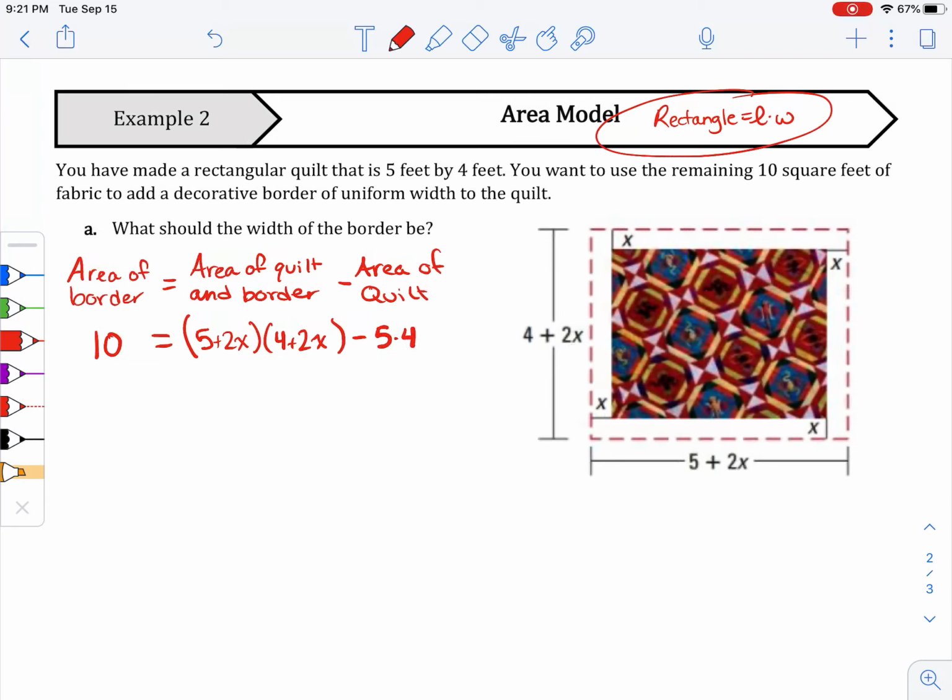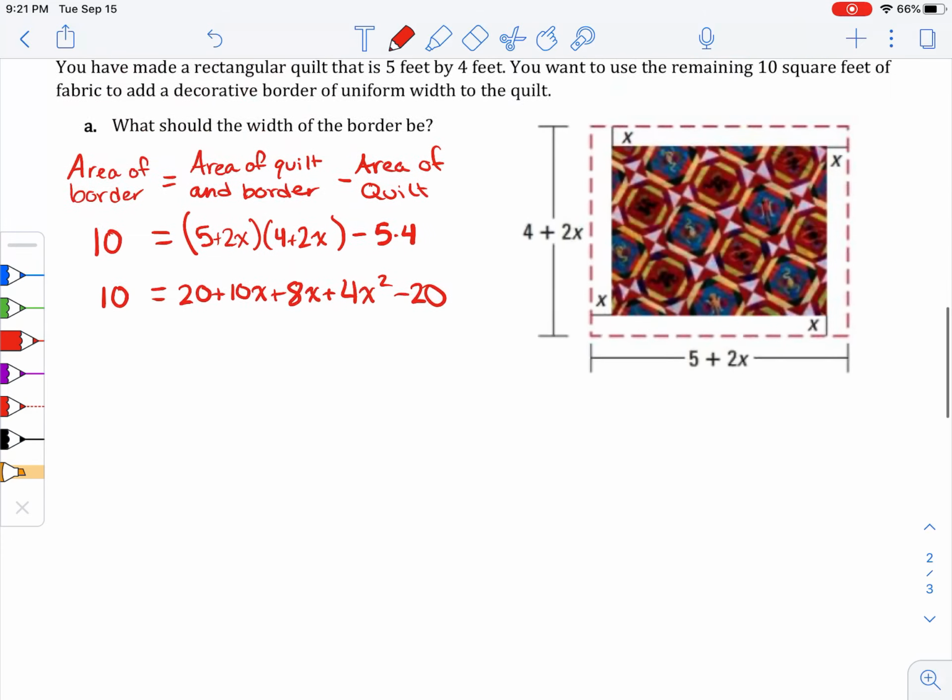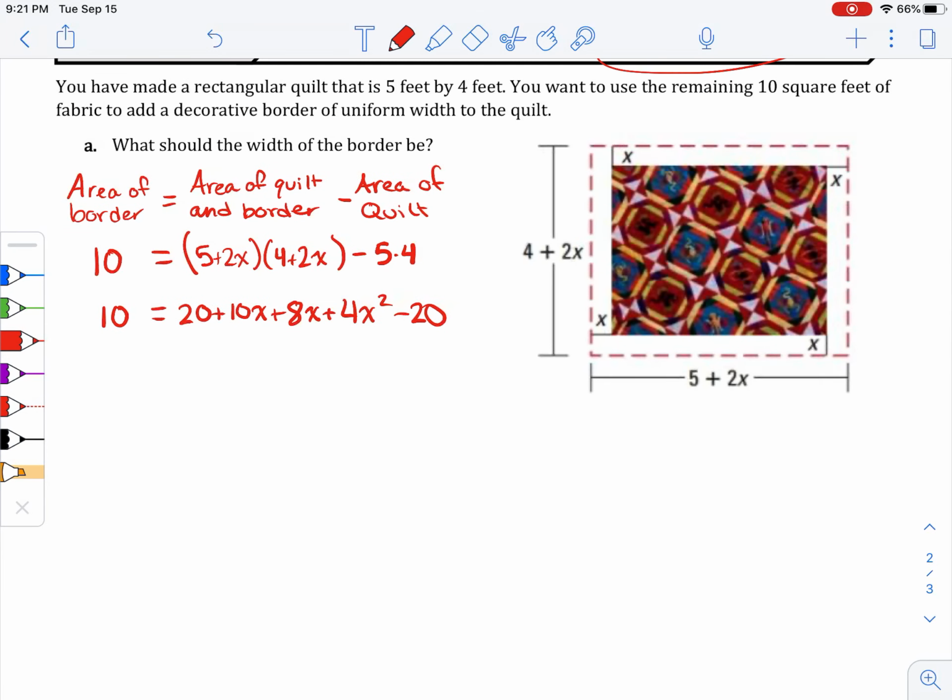So now we need to do some simplification. So I have 10 equals, I'm going to FOIL this out. So I'd have 20 plus 10x plus 8x plus 4x squared minus 20. And now I'm going to simplify and rearrange here. So first of all, I'm going to rearrange this so that it goes my x squared term, my x term, my number. So we have 10 equals 4x squared. 10x plus 8x would be 18x. 20 minus 20 is just 0. I also want to pull this minus 10 over. So I have 0 equals 4x squared plus 18x minus 10.